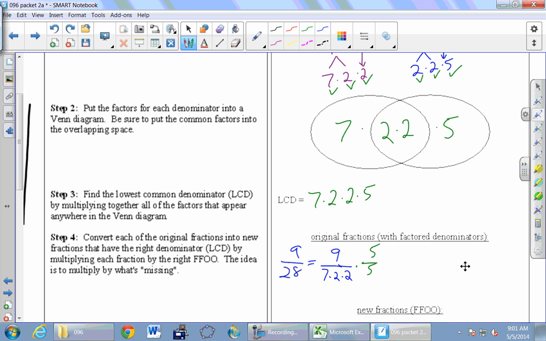So putting these all together, upstairs we have 9 times 5, which is 45, over. And then downstairs, I'm just going to copy this guy just as it is. I'm not going to multiply it out, but I'll just leave it like that.